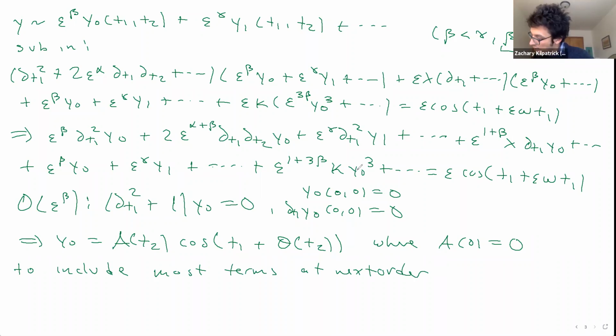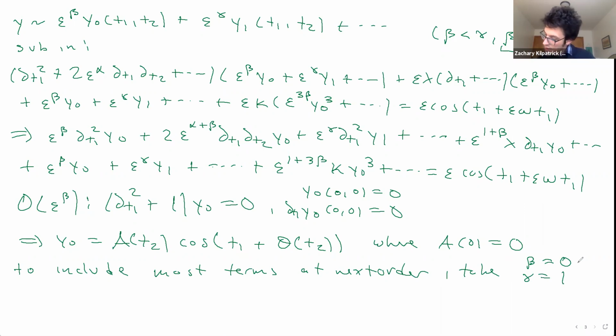We're going to have some epsilon to the gamma term here. We're going to have some epsilon to the 1 plus beta term, okay? Epsilon to the gamma, epsilon to the 1 plus 3 beta, okay? It turns out if we take beta equal to 0, we really do get this order 1 term to leading order, and gamma equals 1 in this case, okay?